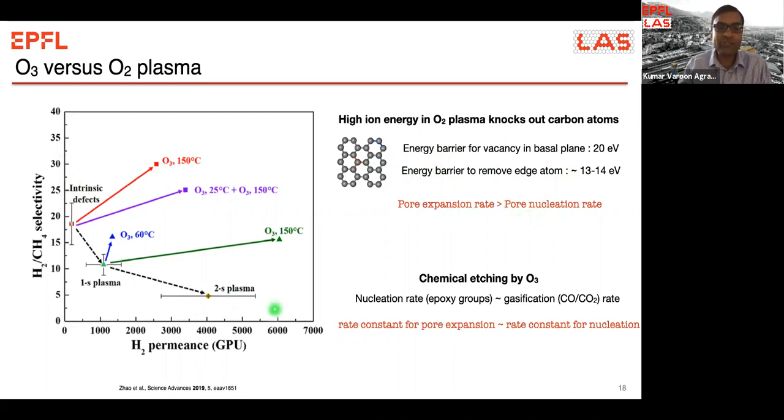So you'll always see this trend with the plasma, whereas with ozone, the nucleation rate and the rate constant of pore expansion are similar. Depending on the ozone pressure, you can have a much higher nucleation rate. Therefore, you can go in this direction.